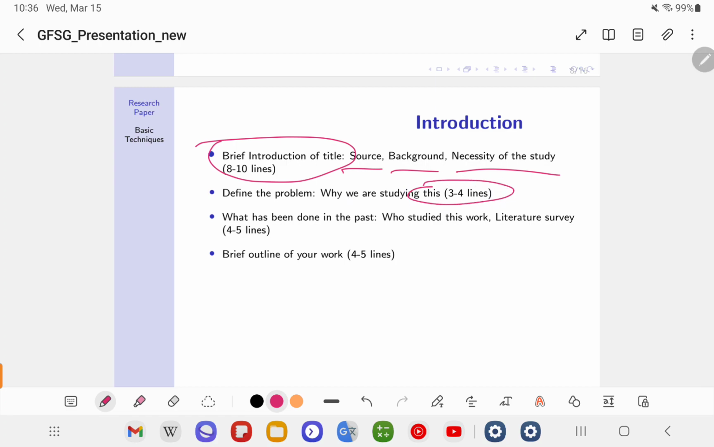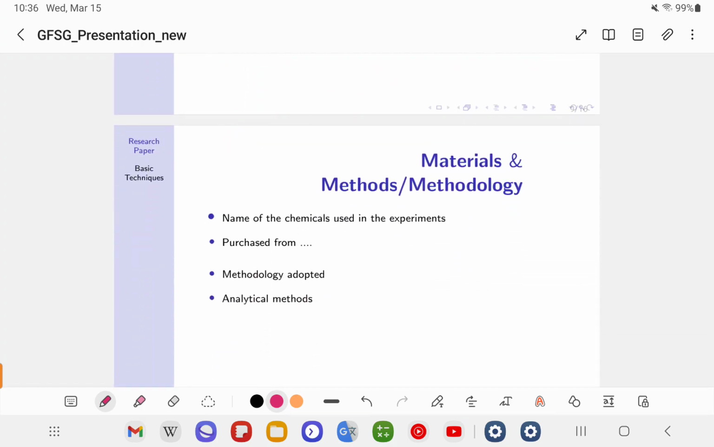In the next 3-4 lines, you have to define the problem, why you are carrying out this work, and why the particular method is useful compared to other methods. Anyone who has studied that work previously, not exactly the same but something similar, those 4 or 5 lines you have to add. And in the end you have to brief your work, what you are going to carry out or what you have carried out in this particular paper.